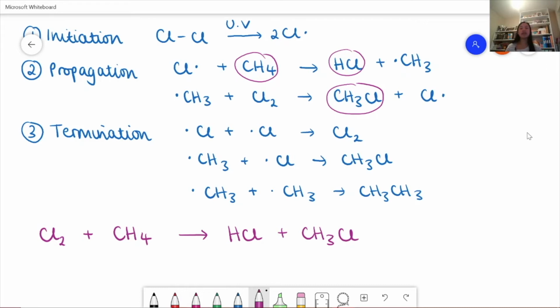And that's because if you have a look at this free radical, we've formed it in the first equation, but we've used it up in the second equation. So this is what we would call an intermediate, so it's not included in the actual reaction.